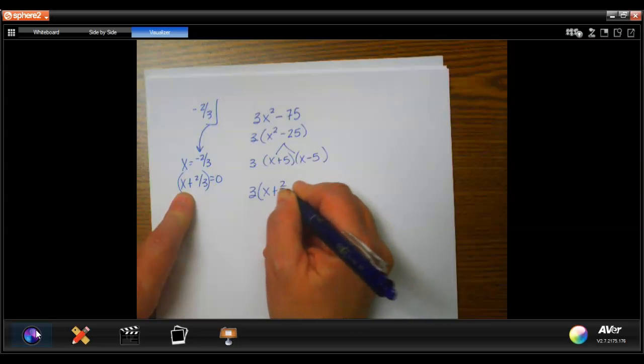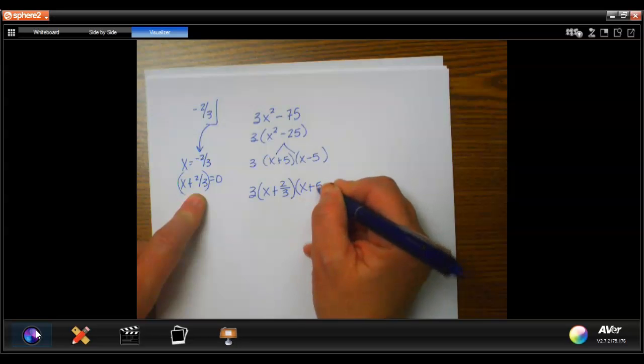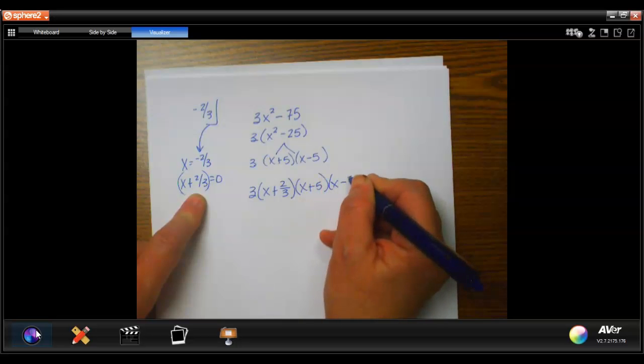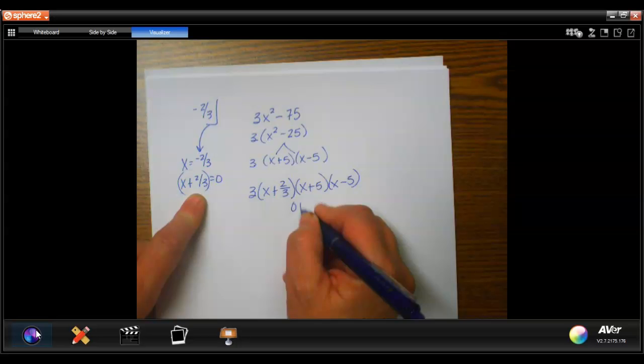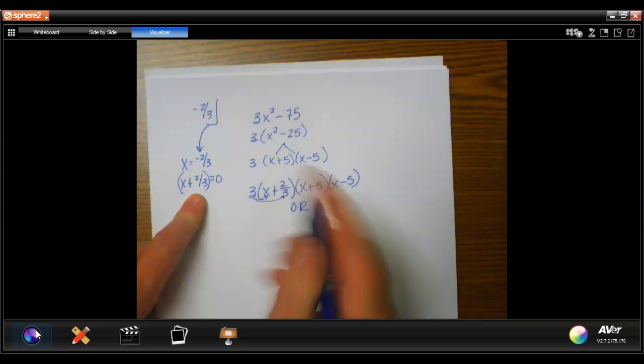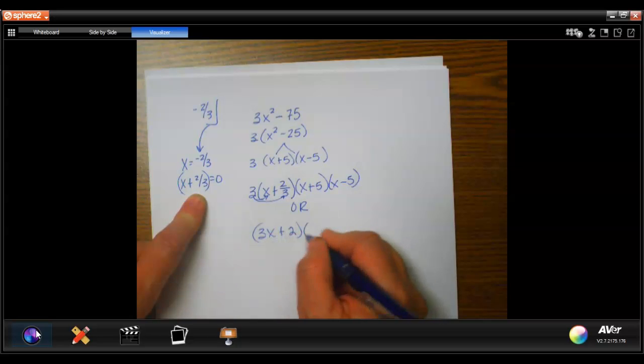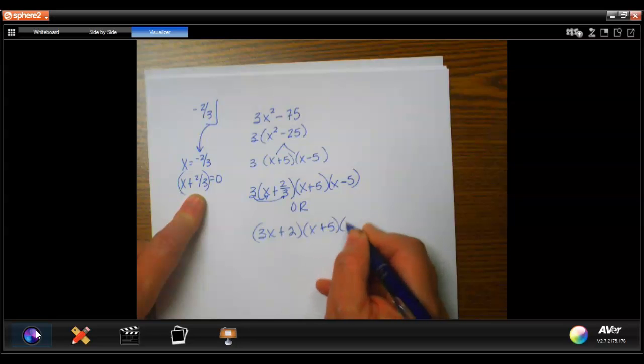So my factors are my 3. This thing with a fraction is a factor. I don't like it, but it is a factor. x plus 5, x minus 5. And you can leave it like that, or this 3 can get distributed through this first parentheses, which would give me 3x plus 2, and x plus 5, and x minus 5.